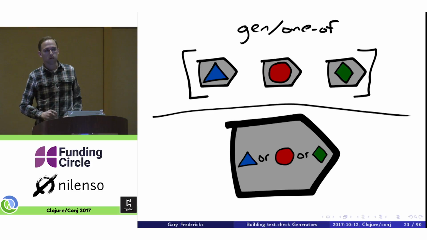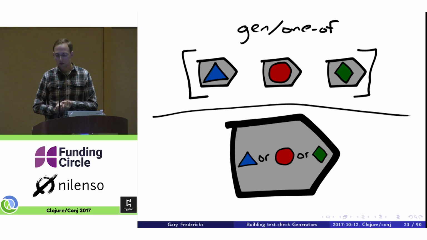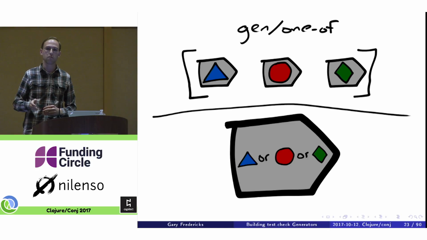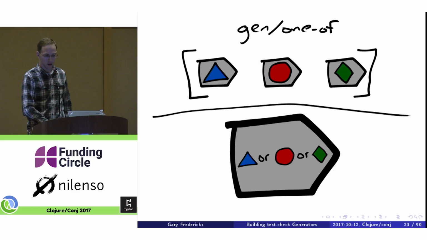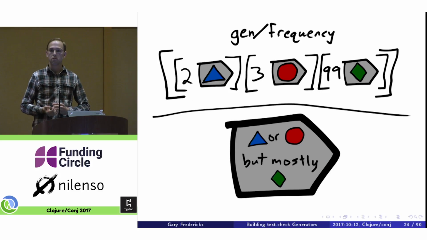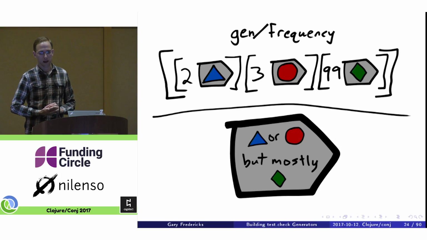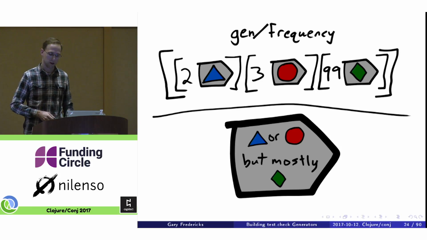Another generator with a very similar signature, the one-of generator takes a collection of generators and then returns a generator that just picks from one of them randomly. So sometimes you'll get a triangle, sometimes a circle, etc. The frequency generator is very similar, but gives you a bit more control over the distribution. So you can pass in a weight to associate with each generator, and that'll determine how often it picks from each one.